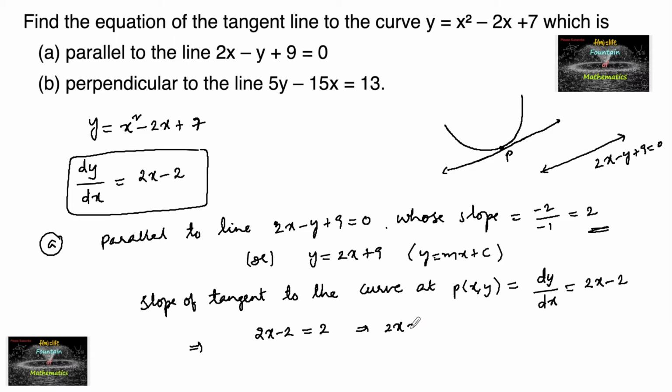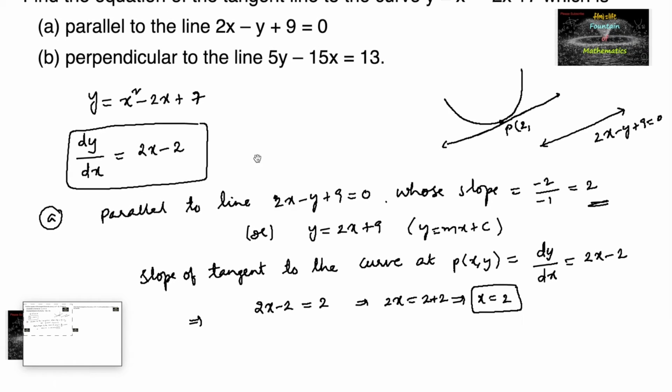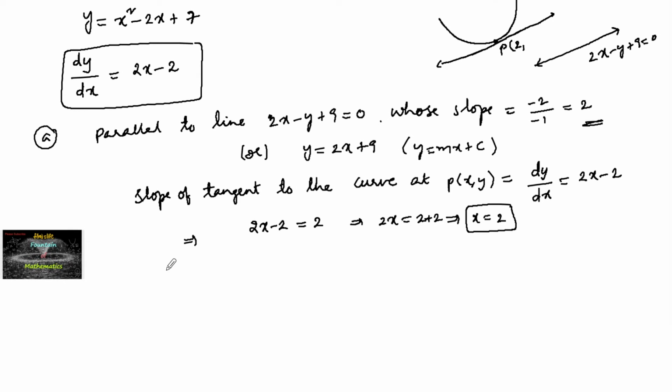So 2x is equal to 2 plus 2, so x is equal to 4 by 2, that is 2. Now substitute x is equal to 2 in the given curve equation. So y is equal to x squared minus 2x plus 7, so we substitute 2 squared minus 2 into 2 plus 7, which is 4 minus 4 plus 7, which is equal to 7. So the point P is (2, 7).